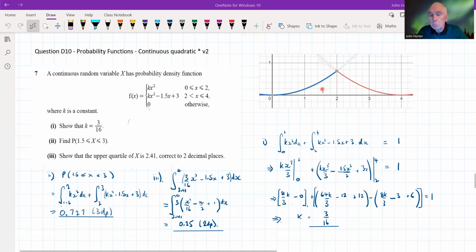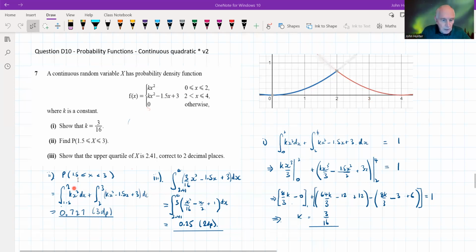Total probability under the curve represents certainty. The random variable is bound to fall between 0 and 4, but we just want a portion of it. So for finding area, we're doing the same thing. We're finding the area under the curve, which is the integral between, well, of course, we're going to do it in 2 bits. So we've got to do 1.5 to 2, which is this function, and 2 to 3, which is this.